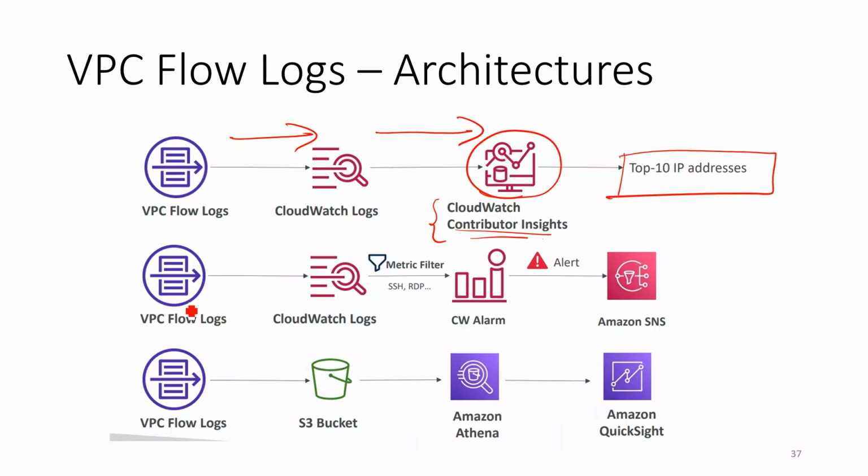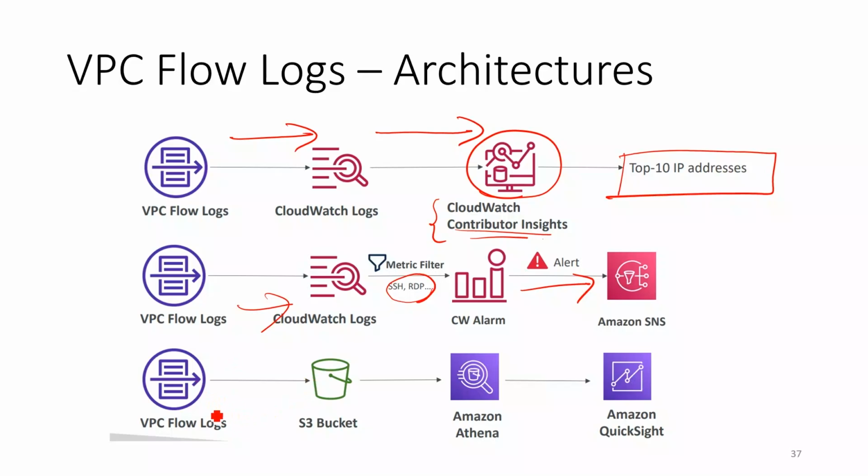You take the VPC flow logs, go into CloudWatch Logs, and if there is some kind of other traffic coming in, for example, that you don't know about, then you can raise a CloudWatch alarm and send a notification that some other traffic is accessing your resource. So you can create an SNS notification for that also.